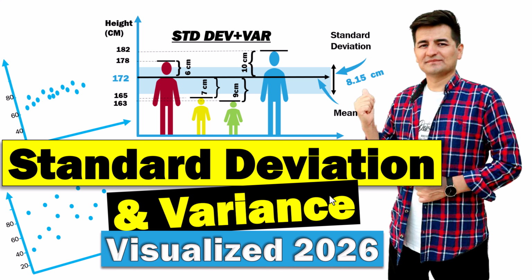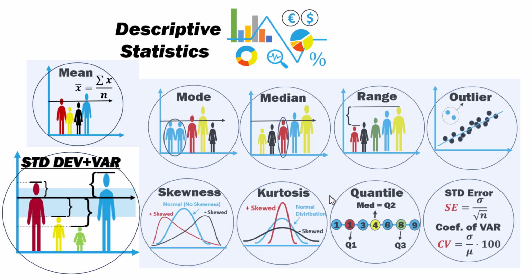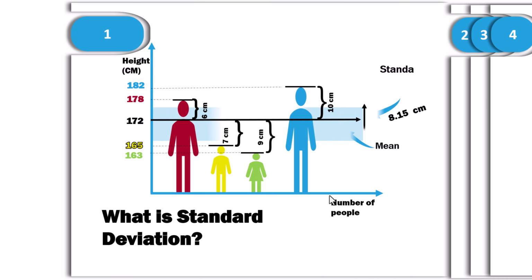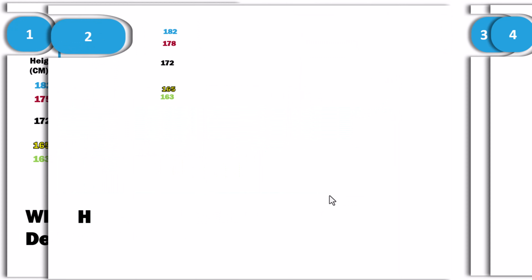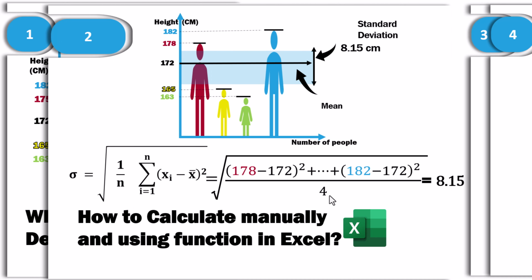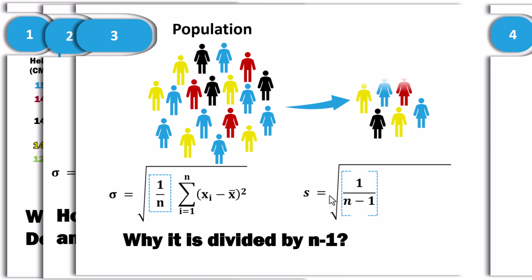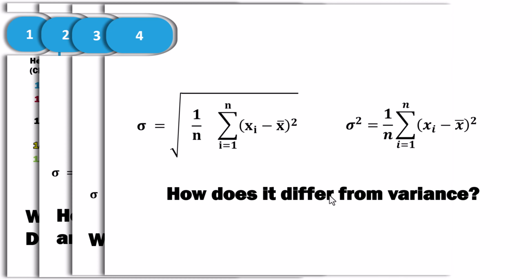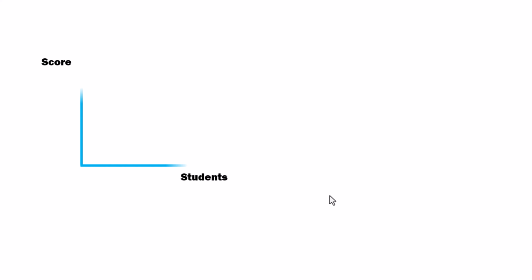Welcome to another video on standard deviation in the descriptive statistics section. After this video, you will learn through clear visual and simple explanations what a standard deviation is, how to calculate it manually and using functions in Excel, why it is divided by n-1, and how it differs from variance.